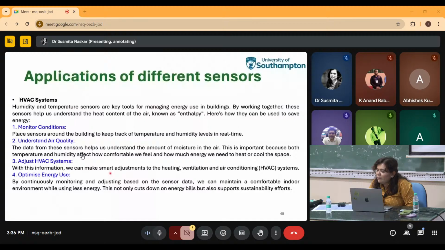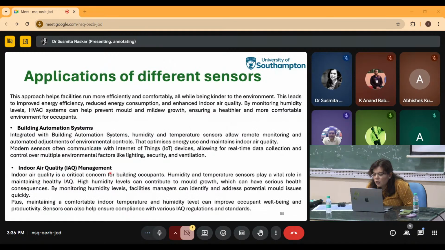And now if you look at other possible applications, especially how humidity and temperature sensors improve building automation or indoor quality, another important one is building automation systems. By integrating humidity and temperature sensors into the building automation system, the facility can remotely monitor and automatically adjust the environmental controls. This optimizes energy use and maintains indoor quality.